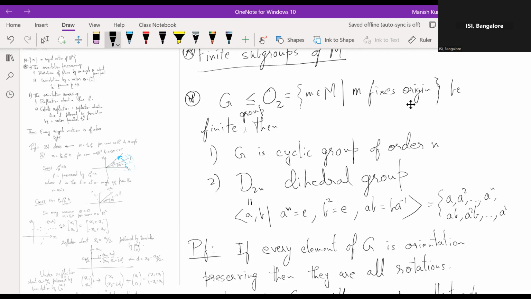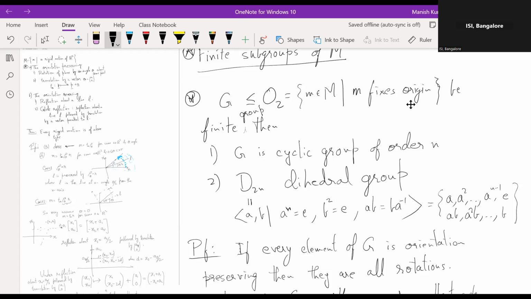So on. A power n is the same as identity. So maybe I can write b here, and maybe a power n minus 1 and identity. Okay. So these are the 2n elements, and these are all the 2n elements.